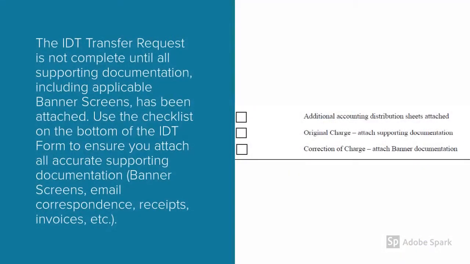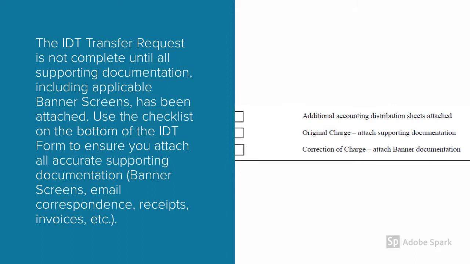This section of the form contains a checklist which is used to notify data control. Without supporting documentation, an IDT cannot be processed. Every IDT form has to have supporting documentation showing proof of the transactions that are taking place. Some examples of appropriate supporting documentation include email, receipts, copies of invoices, etc. We also require a Banner document screen of the original transaction to justify the IDT.